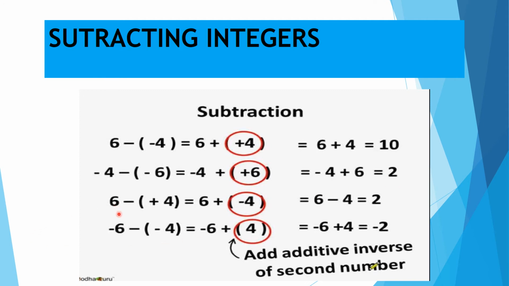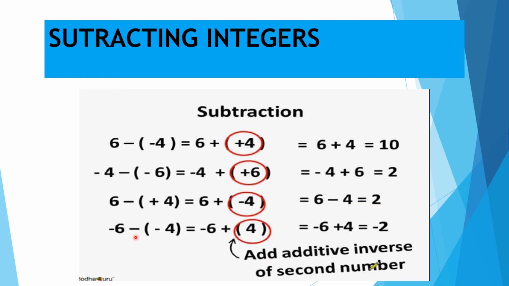Another example, 6 minus plus 4. Now here it is minus. I told you just now again, we will remember this children, we will not do minus. We change it to positive sign, and the integer after this changed sign will change to its inverse or opposite. So the inverse of plus 4 is minus 4. So 6 plus minus 4. Now 6 minus 4 is how much? 6 minus 4 is 2.